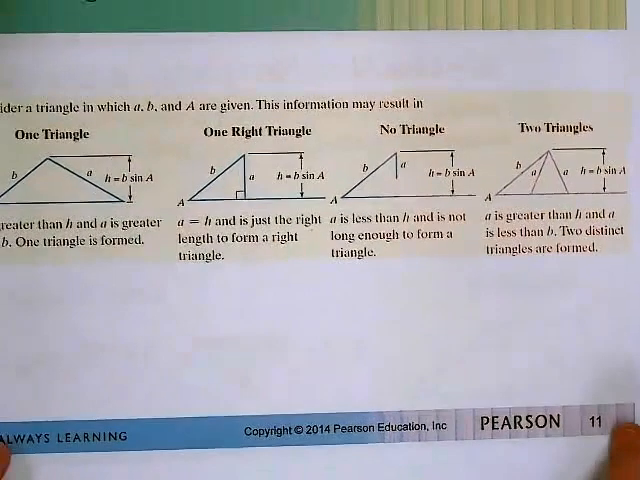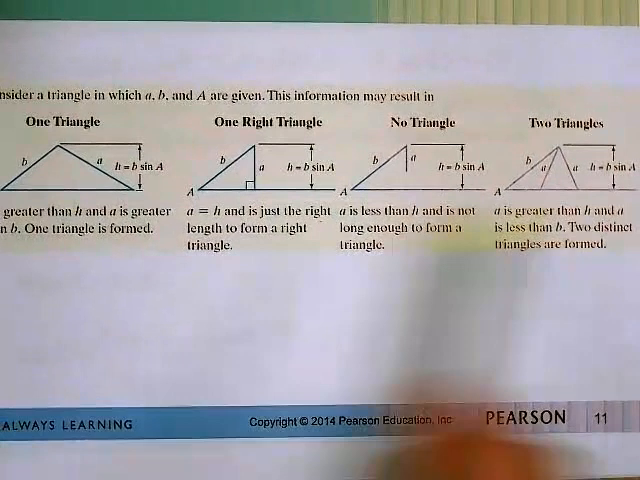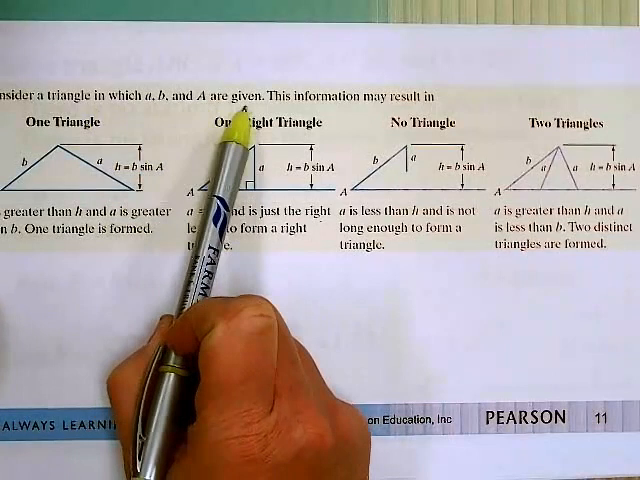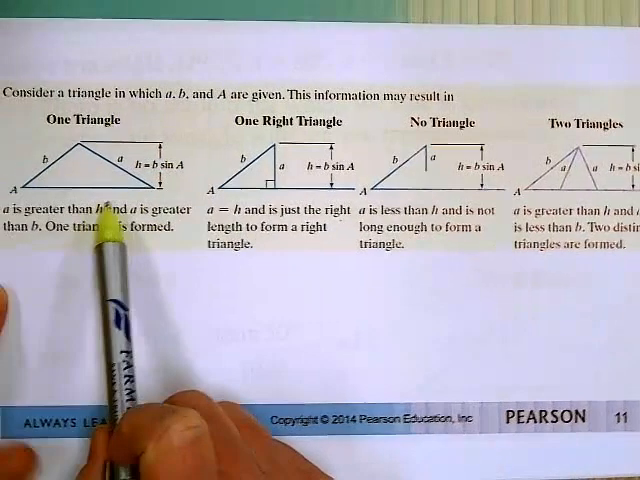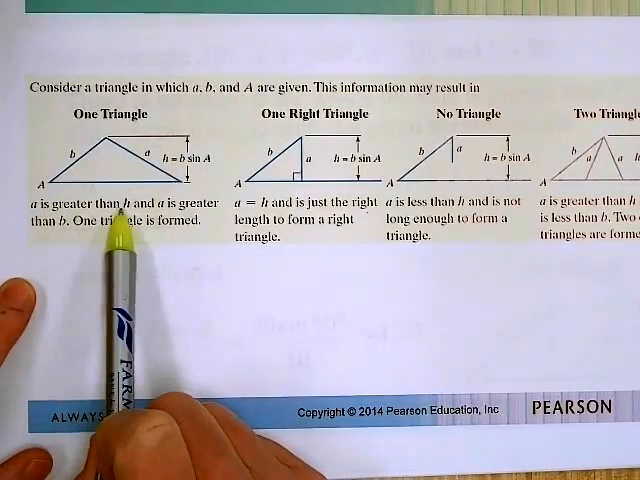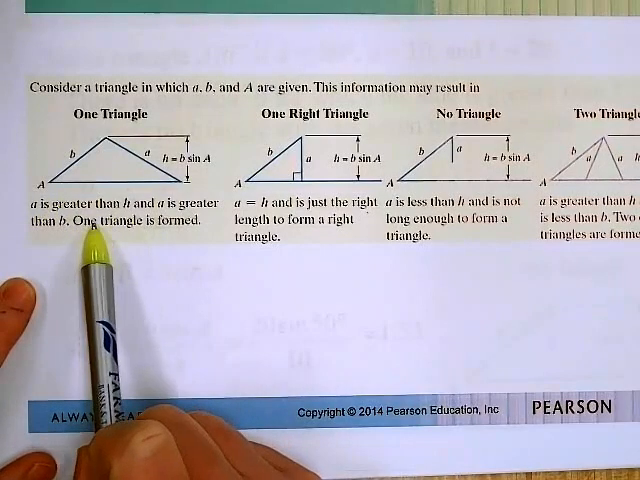Okay, things that can happen in the ambiguous case. Consider a triangle in which A, B, and capital A are given. The information may result in one triangle if a is greater than h and a is greater than b. We get one triangle.